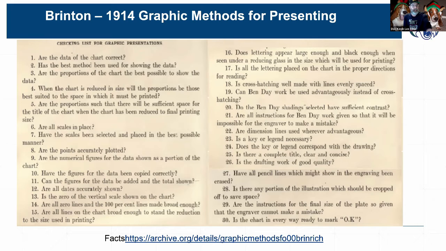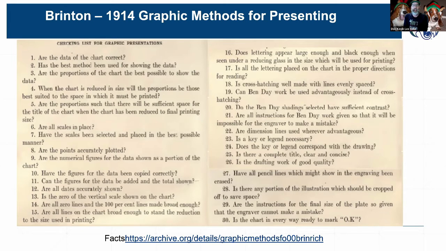Again, number nine, are the numerical figures for the data shown as a proportion of the chart? Again, he's got some pie charts in there. They're great. You should see them. They're a lot of fun. Are all zero lines and 100% lines made broad enough? So are you really showing, here's the top, here's the bottom, and here we are somewhere in the middle.